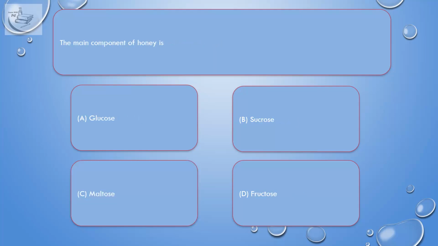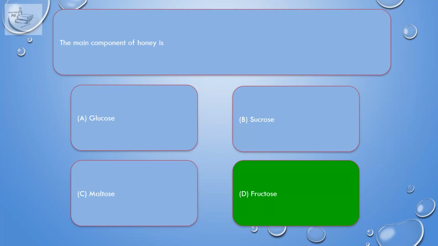Question: The main component of honey is A. Glucose, B. Sucrose, C. Maltose, D. Fructose. Correct answer is D. Fructose.